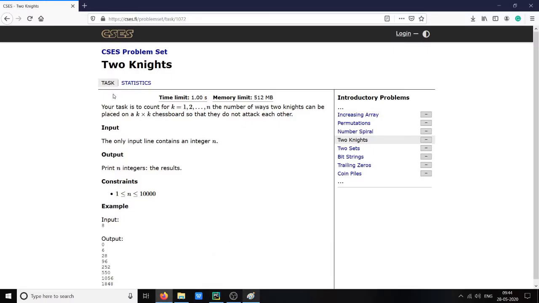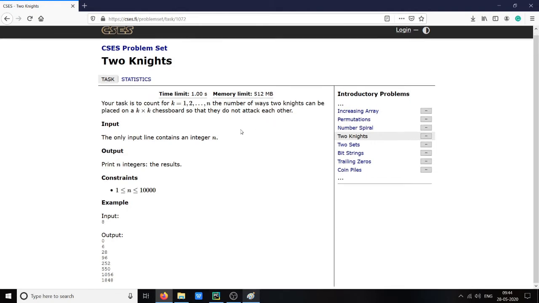Here I am solving the Two Knights problem from the CSES Introductory problem set. The task is to count, for k equal to 1 to n, the number of ways two knights can be placed on a k by k chessboard so that they do not attack each other.